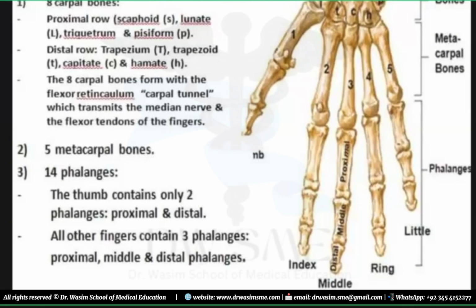So in case of a fracture of the middle part of the scaphoid, the proximal part of scaphoid is at a risk of developing avascular necrosis. We have 5 metacarpal bones and 14 phalanges, which I explained in the start, that there are only 2 phalanges present in the thumb, while all the rest fingers have 3 phalanges, the proximal, middle, and distal phalanges. The importance related to phalanges is the insertion of the flexor digitorum superficialis and profundus, which I will discuss in the muscle section tomorrow.